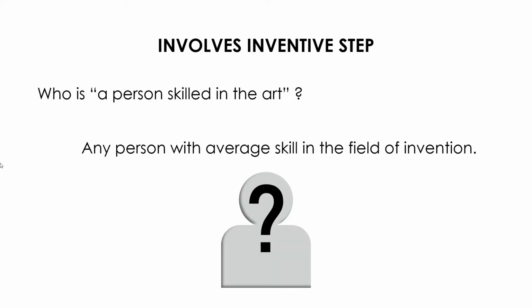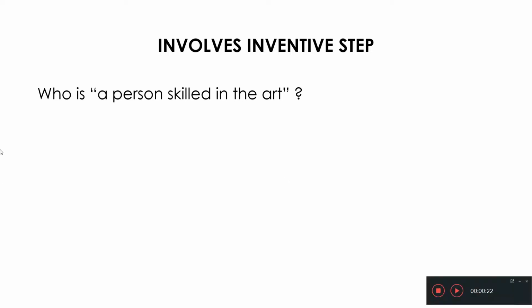Now, who is a person skilled in the art? Or what kind of person can tell whether your invention possesses the character of having inventive step? Now, a person skilled in the art is defined this way. It is any person with average skill in the field of invention.